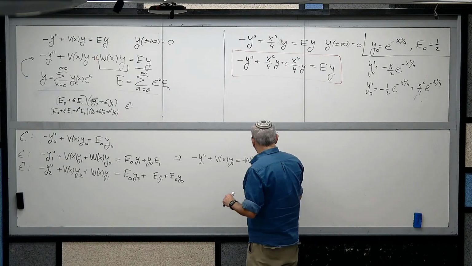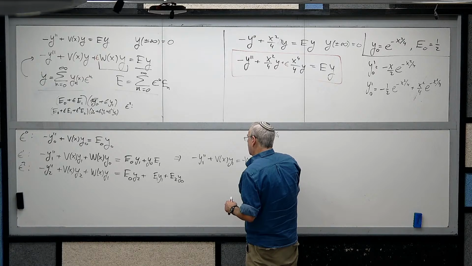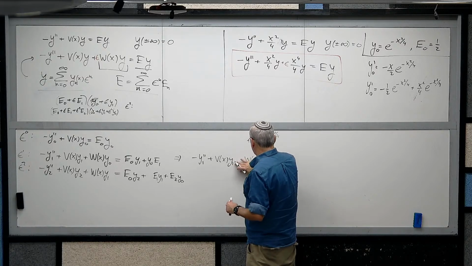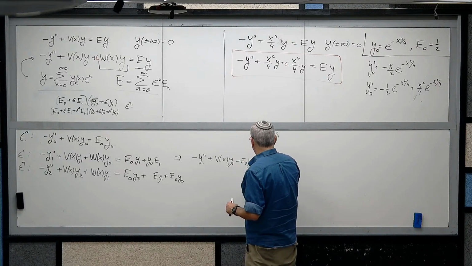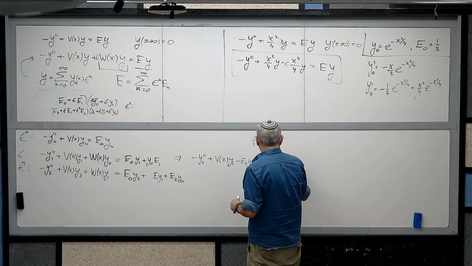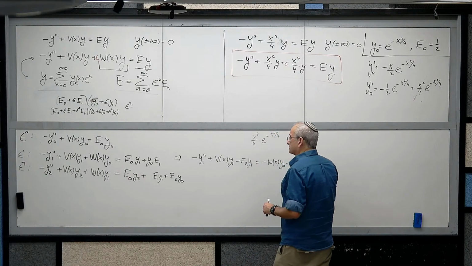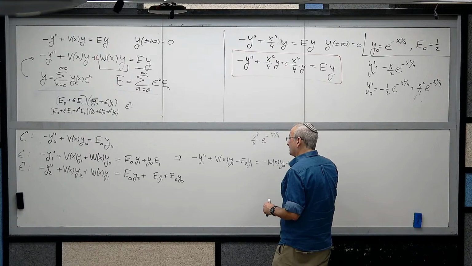However, I have another two terms. The E0 Y1 also goes here. So here I have minus E0 Y1 is equal to minus w of x y0 plus E1 Y0.